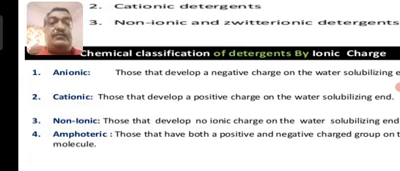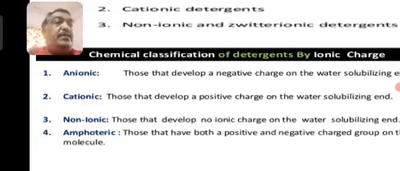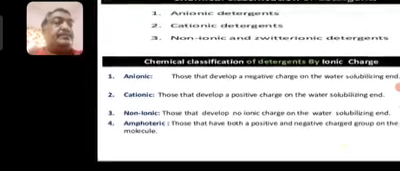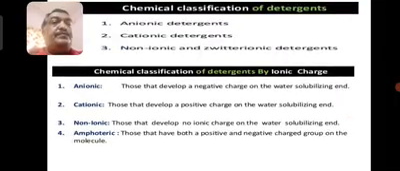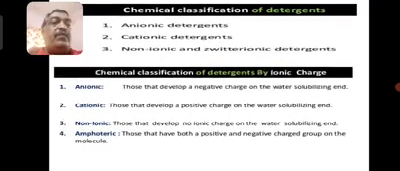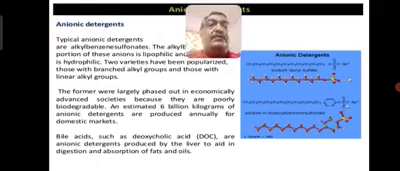And non-ionic, those that develop no charge, that is non-ionic in nature, in water. And amphoteric means those that have both positive and negative charge on the molecule. Okay, let us go one by one. Now let us see here with an example.